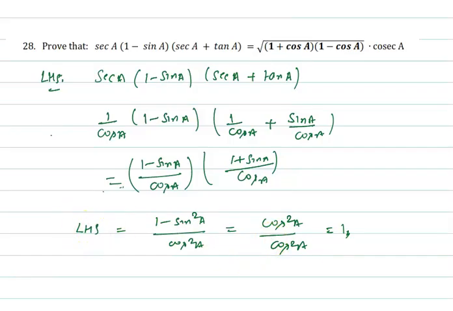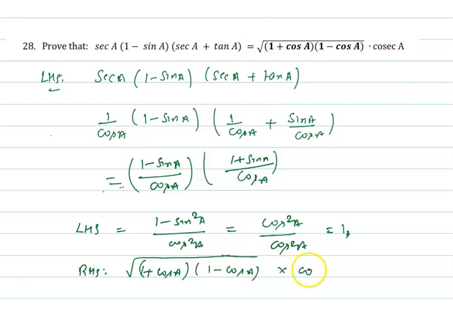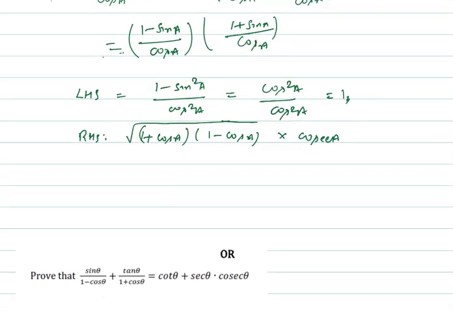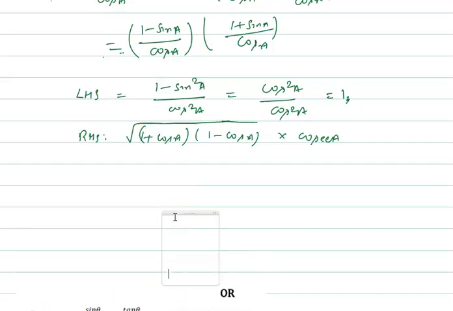Now we'll try to simplify RHS and we'll find out the value. So now I am going to consider the terms in the RHS. Under the square root we have (1 plus cos A) divided by (1 minus cos A), into, outside, we have cosecant A. Don't get confused, don't put square root for even cosecant. So just we can see the terms in the right hand side.